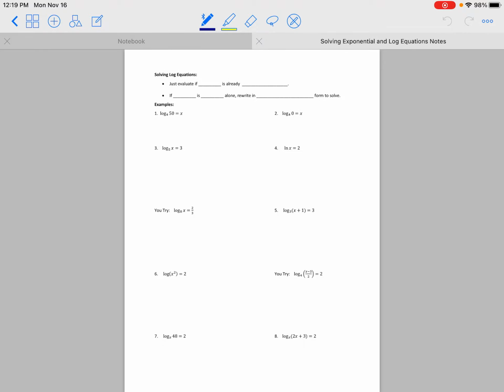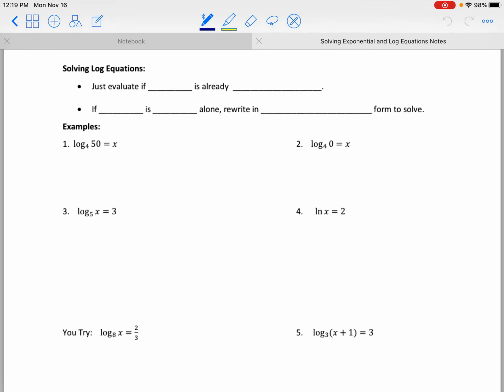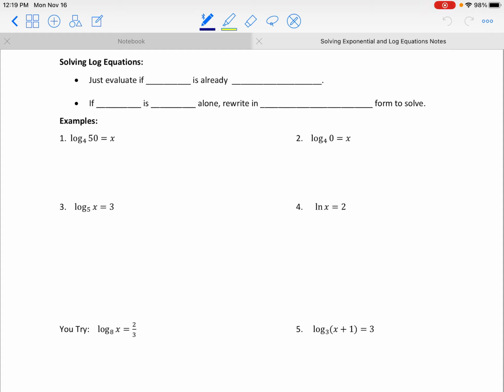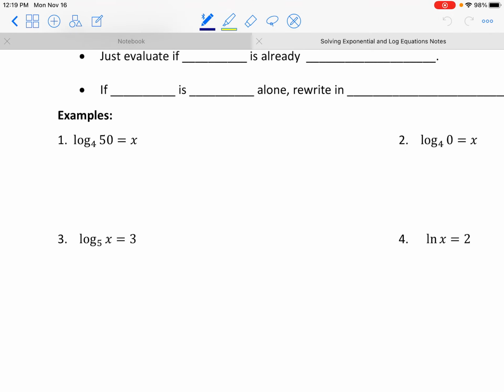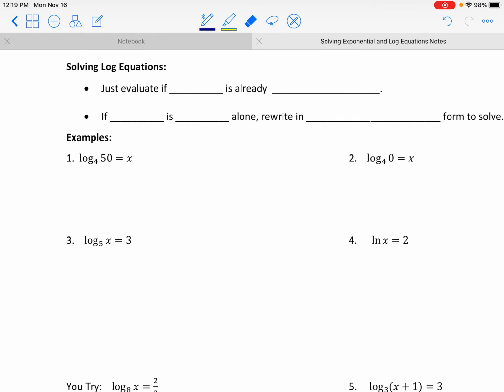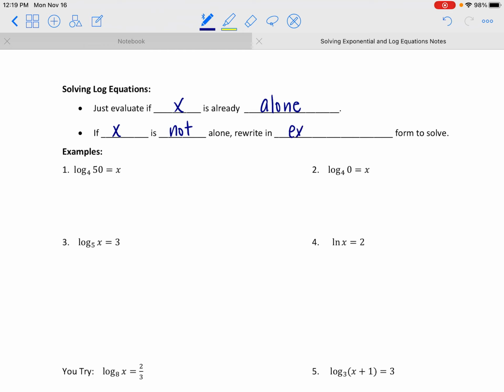So those were exponential equations. What we're going to look at next are log equations, where your equation starts with a logarithm. Sometimes solving a log equation doesn't actually require any solving. For example, in number 1, it's technically a log equation, but there's nothing to solve for because x is already by itself. So just evaluate if x is already alone. If x is not alone, then we're going to do the reverse of what we were just doing. We're going to write this in exponential form to solve.